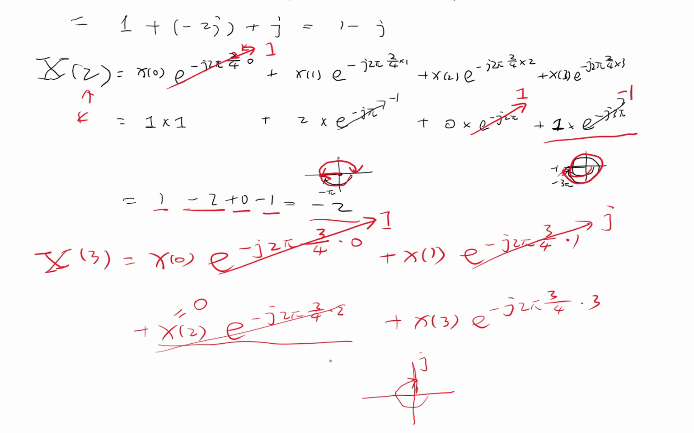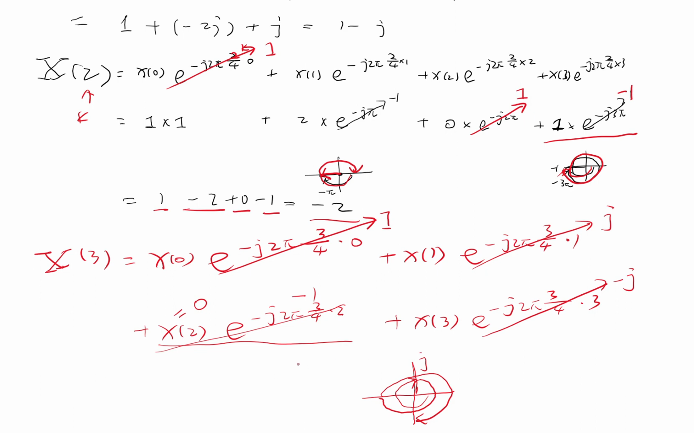And how about this one? This one, another 3/4, 1/4, 2/4, 3/4. This one's supposed to be a negative 1, but it doesn't matter. And 1/4, 2/4, and 3/4 give you a negative j here.